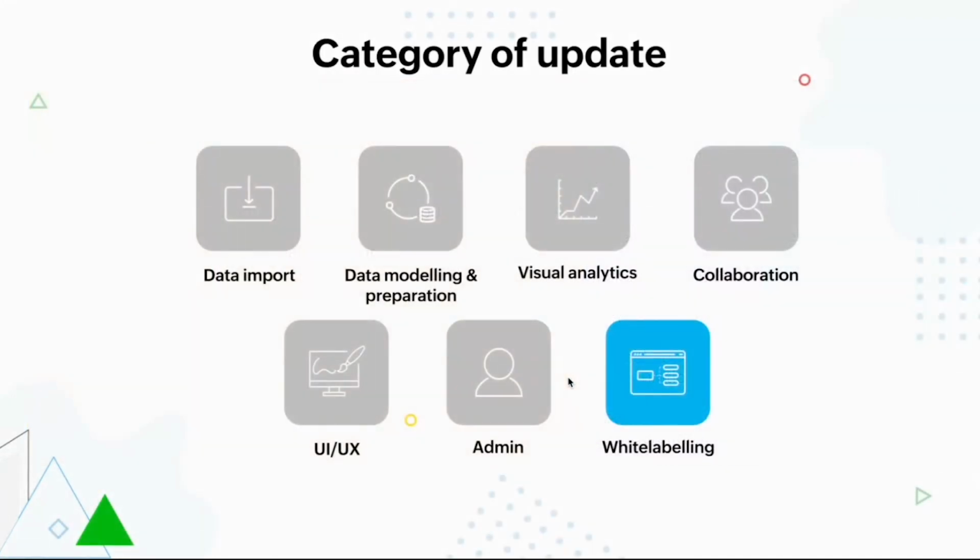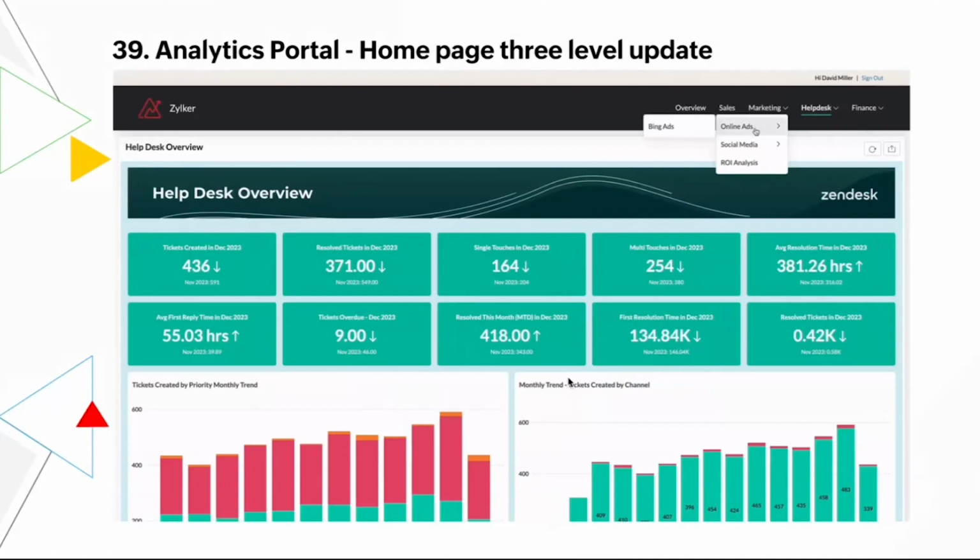All right, folks, with that, we have come to the final category of updates, which is the white label. First up, we have enhanced the sub-levels in the navigation menu of the portal. A portal is a microsite where you can neatly compile and accumulate visualizations. Previously, the portal navigation menu was a bit limited, but now we have enhanced it to have up to 3 levels of pages in the portal menu.